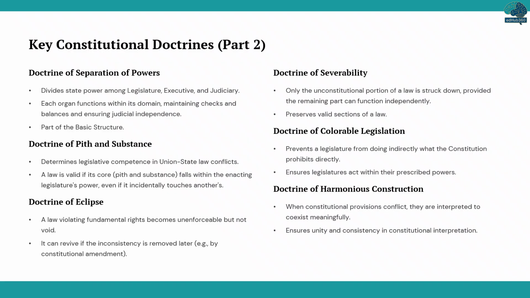Then there's the doctrine of eclipse, which means a law violating fundamental rights becomes unenforceable, but not entirely void. It can revive if the conflict is later removed. The doctrine of severability allows courts to strike down only the unconstitutional parts of a law, keeping the valid sections intact, provided they can function independently. The doctrine of colorable legislation prevents legislatures from doing indirectly what the Constitution directly prohibits, ensuring they stay within their prescribed powers. Finally, the doctrine of harmonious construction is applied when constitutional provisions seem to conflict. It guides courts to interpret them in a way that allows them to coexist meaningfully, promoting unity and consistency in the Constitution.